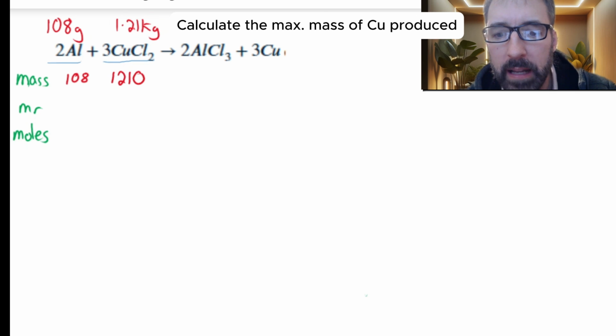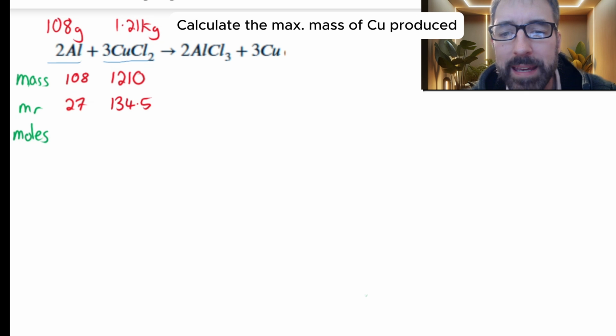The MR of aluminium is 27 and the MR of copper chloride is 134.5. You do not use the big 2 and the big 3 when you're working out MRs ever. You only use a 2 and a 3 when you're comparing the mole ratios, which we'll look at later.